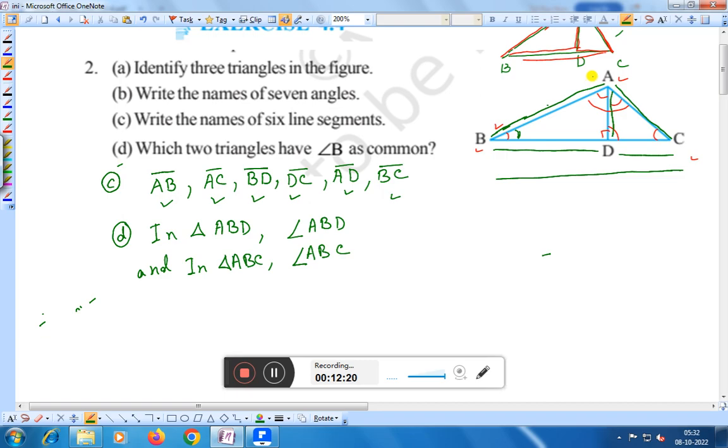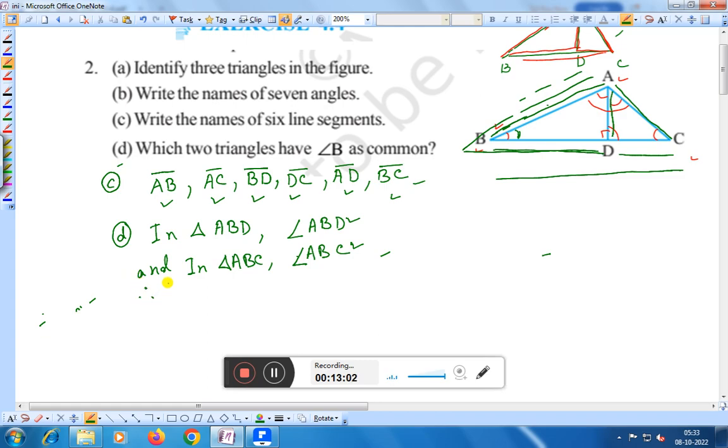Once it is angle ABD, AB up to D. And in triangle ABC we are getting angle A, B and C, the bigger one. Therefore this angle is common. In which two triangles have angle B as common? That is angle ABD and ABC. In which two triangles? Triangle ABD and triangle ABC.